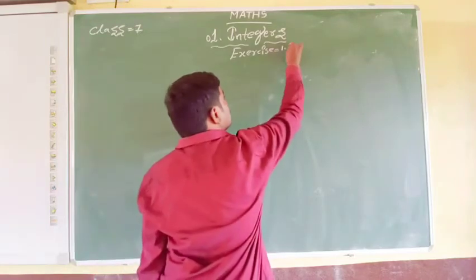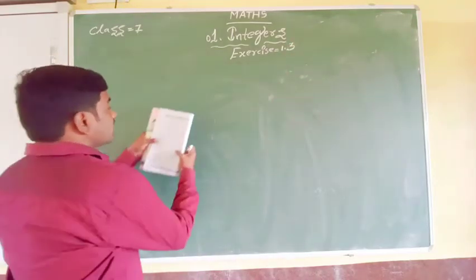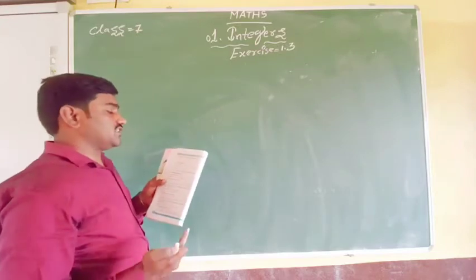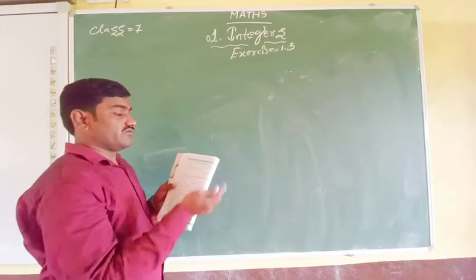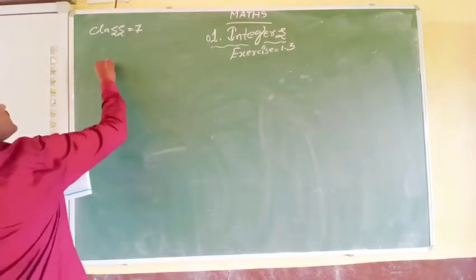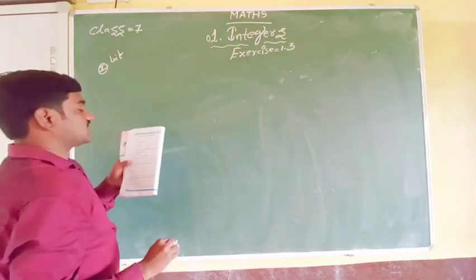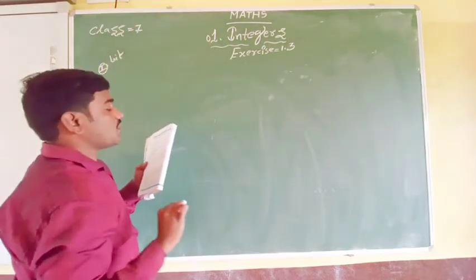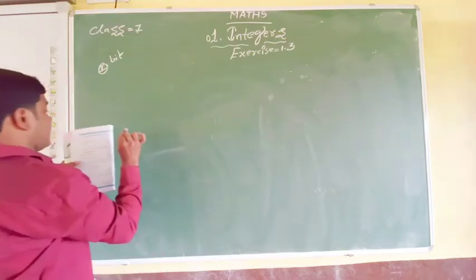1.3. First chapter, third exercise. Here also we have representations. There we have done the additions of the representation. Here we go for the subtractions. Here, in the first part of this exercise 1.3, there are 6 problems. Let me solve any 3 of these on the number line.